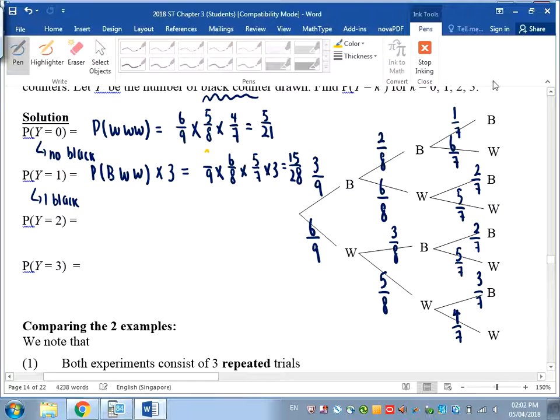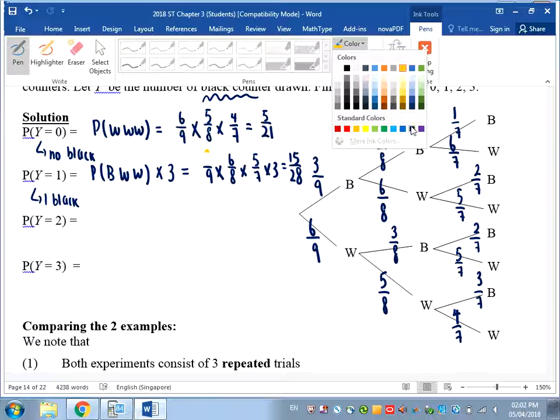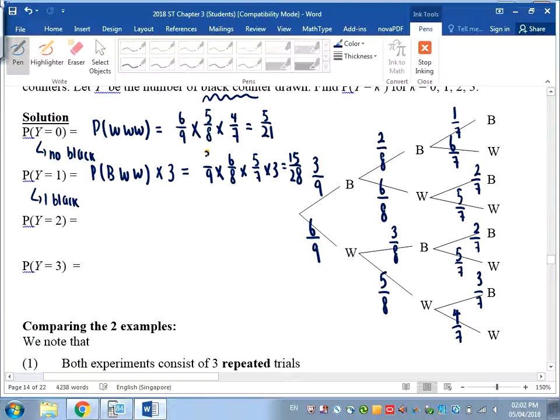Then after that, we can find the probability of y equals 2. So I can take the probability of black, white, white, and again, I need to multiply by 3. Black, black, white.